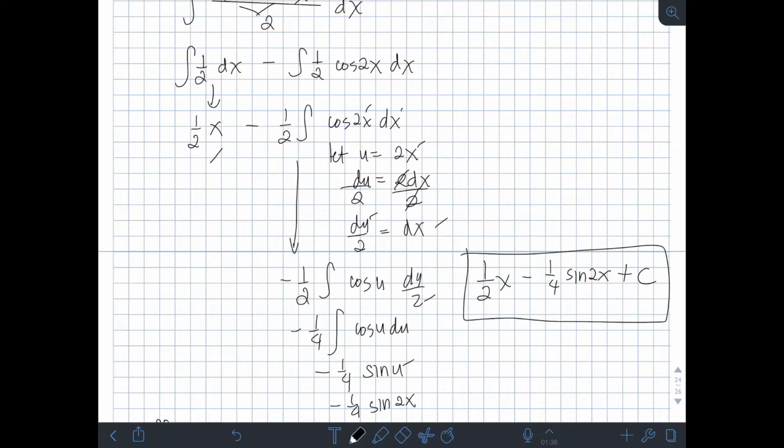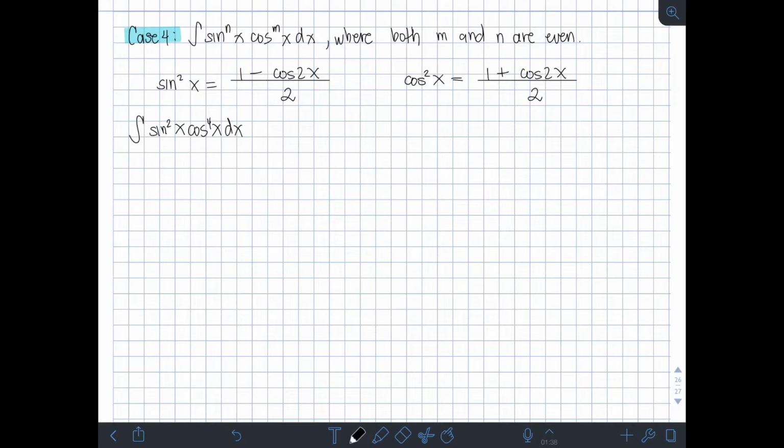So, therefore, this is the final answer. Okay? Next, we have case 4. Integral of sin raised to n x cos raised to m x dx where both m and n are even. Okay, so this time, product naman tayo ng sine at cosine na merong exponent na n at m respectively kung saan pareho yung m at n na even. So, almost similar lang to doon sa ating case 3. So, transform natin yung power ng sine at cosine using these identities.